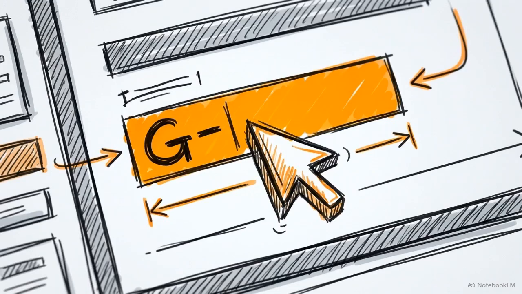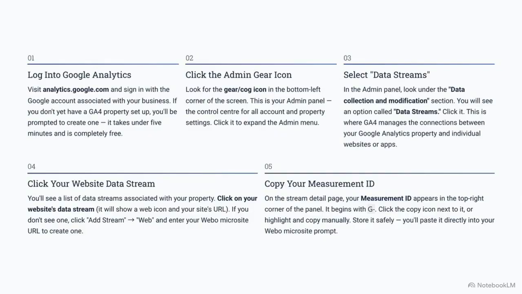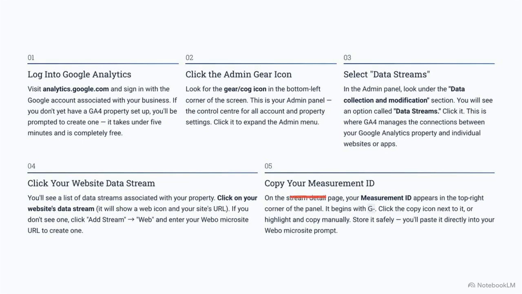The first step is retrieving the unique code that links your microsite to the GA4 bucket. This process flow outlines the interface steps. First, log in to Google Analytics. Click the admin gear icon and select Data Streams. Next, click your website's data stream. In the top right corner of the Detail panel, you'll find your measurement ID.